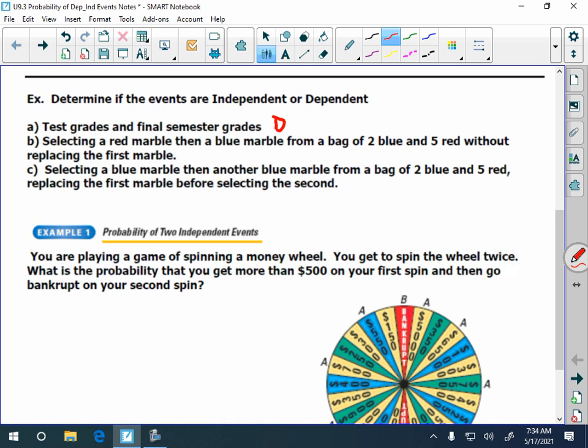All right, part B: selecting a red marble, then a blue marble from a bag of 2 blue and 5 red without replacing the first marble. So we have a bag of marbles. We're going to pick a marble out, and then we're going to leave it out. We're not going to put it back in. So what we get on the second draw, because we're not putting that first marble back in, is going to be dependent.